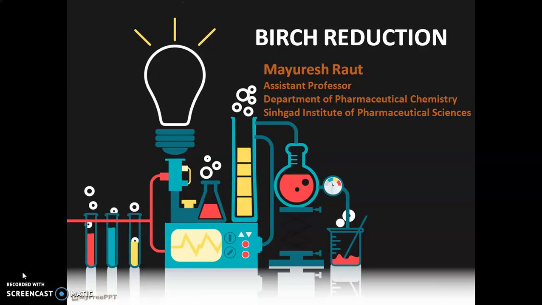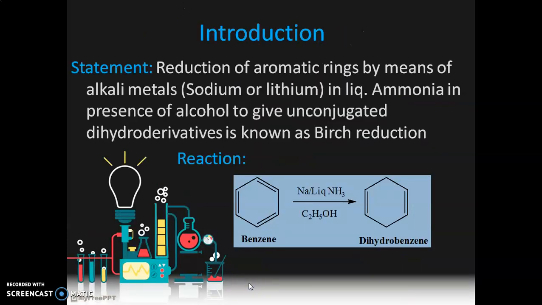Today we are going to discuss Birch reduction. So what is Birch reduction? Reduction of aromatic rings by means of alkali metals like sodium or lithium in liquid ammonia in presence of alcohol to give unconjugated dihydroderivatives is known as Birch reduction.